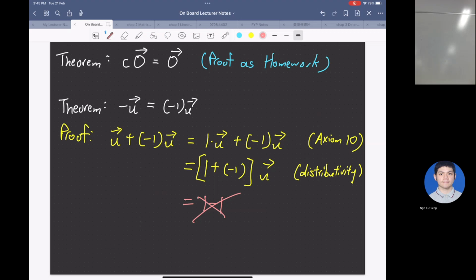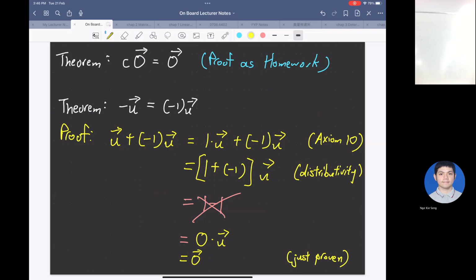There's no subtraction in this world. We only have addition and scalar multiplication. Okay, so we get what? 0 times u. Okay, so are we happy now? 0 times u. Happy or not? 0 times u is what? 0, because we just proved it, right? So we just proved it is 0. Okay, this one is just proven.